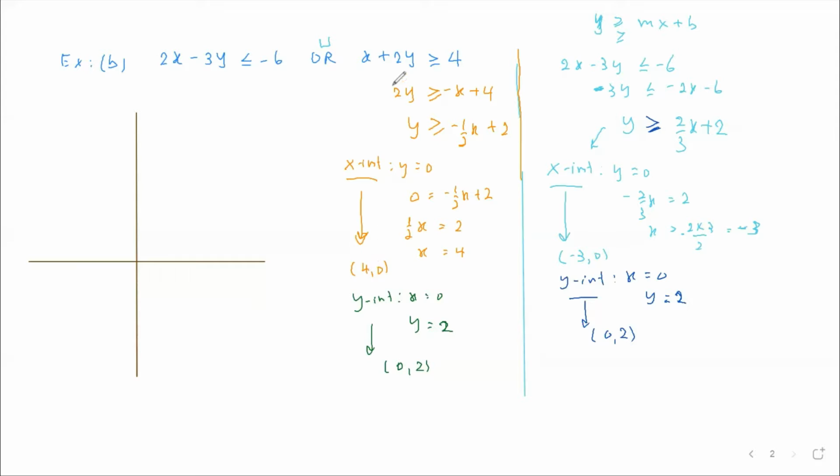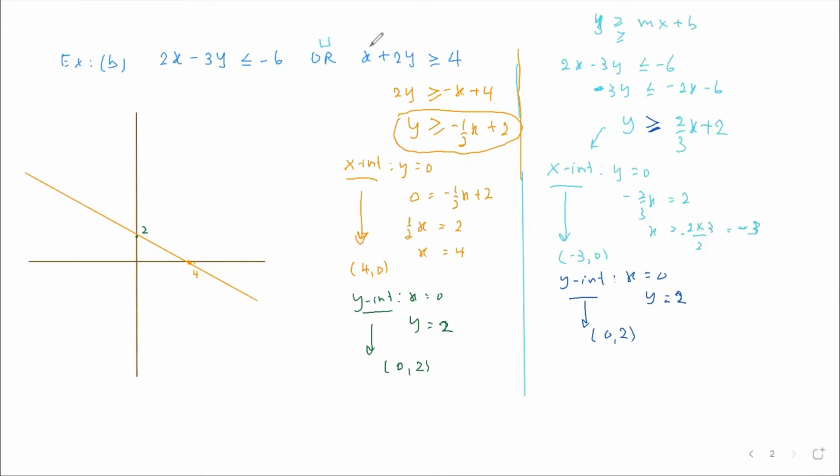This one we plot first, okay? Plot this graph first. So this one x 4, y 0: 1, 2, 3, 4, maybe somewhere here. And then the y-intercept x 0, y 2. So go up 1, 2. So 2 is right here. Okay, when we have this graph, then we plot the next one.